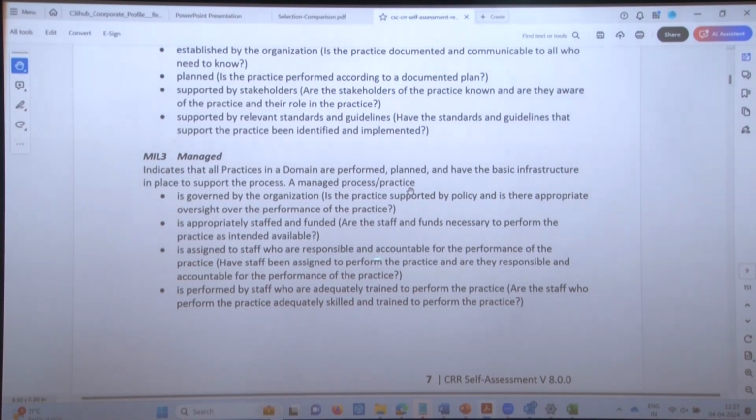So it should not be like, you know, whoever is doing whatever, right. Proper accountability should be there. And then finally, are the staff adequately trained to perform the practice, right. So this is the biggest hurdle nowadays, because getting properly trained cybersecurity professionals is very difficult and very expensive, and therefore this is getting harder.